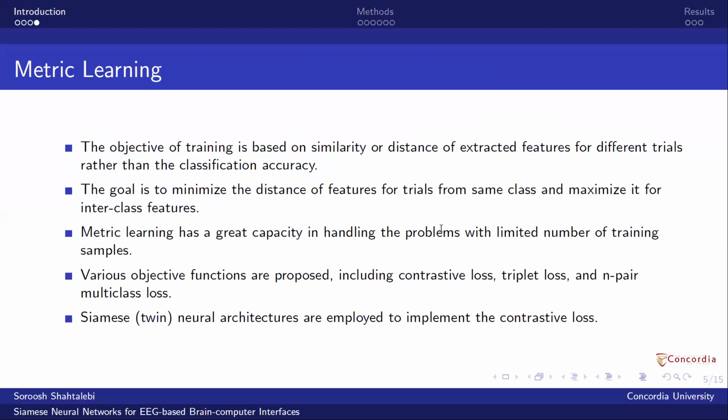But metric learning is not necessarily developed based on distance. We can have the same thing for similarity. It depends on the objective function that we are using. In this topic, contrastive loss, triplet loss, and n-pair multiclass loss are really famous objective functions that are proposed in the literature. In this work, we're going to use contrastive loss. To use contrastive loss, we have to come up with a new architecture for our neural network, and we have to use Siamese neural architectures.